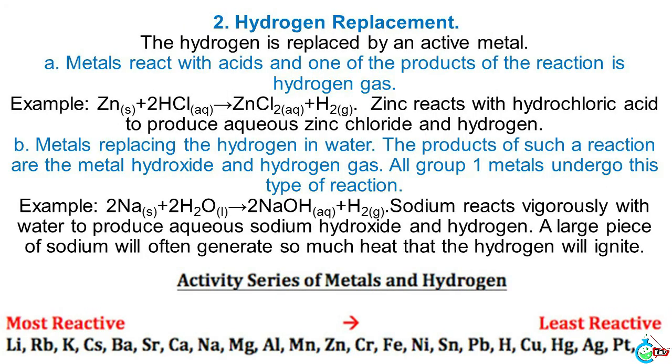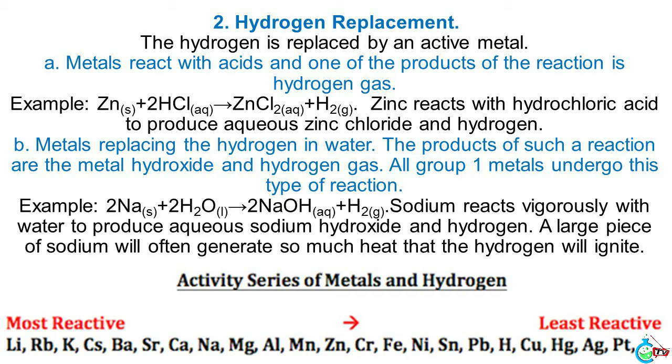2. Hydrogen replacement. The hydrogen is replaced by an active metal. A. Metals react with acids and one of the products of the reaction is hydrogen gas. Example: Zn(s) + 2HCl(aq) yields ZnCl2(aq) + H2(g). Zinc reacts with hydrochloric acid to produce aqueous zinc chloride and hydrogen.